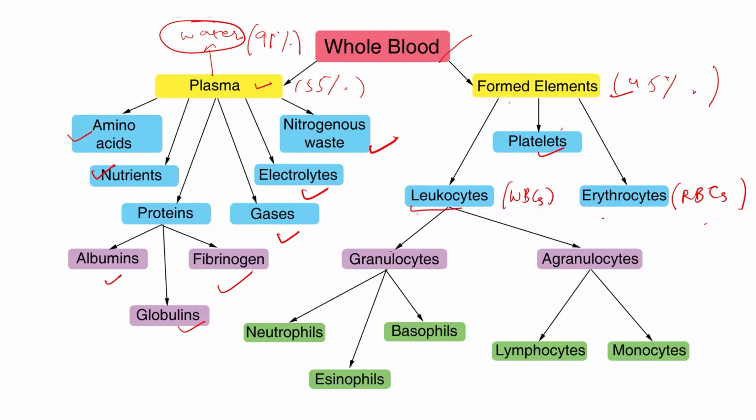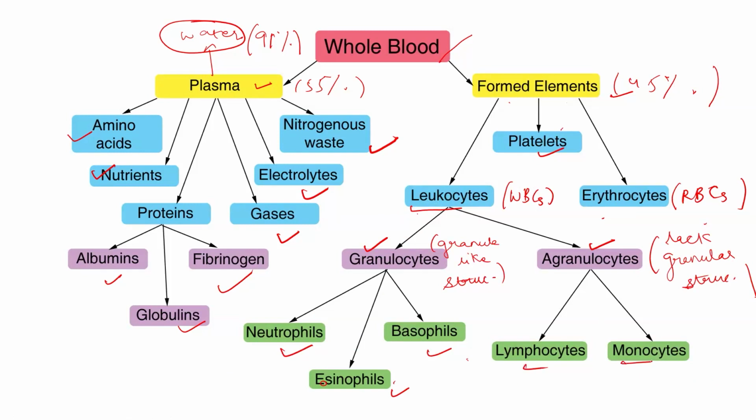So leukocytes can be of two types, granulocytes and agranulocytes. Granulocytes contain granule-like structures. Agranulocytes lack granule-like structures. Granulocytes are mainly neutrophils, basophils, and eosinophils. And agranulocytes are lymphocytes and monocytes that help in phagocytosis and production of antibodies. Lymphocytes can be B cells and T cells that help in fighting the infection.